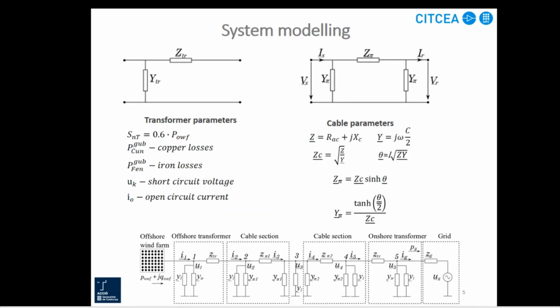The cables are represented with an equivalent P-section through hyperbolic functions, which is proved to provide a higher accuracy than equivalent P-sections directly obtained from the cable parameters. So at the end, we have this graph, which is a complete model in order to calculate the power losses coming from the transformers and the cables.